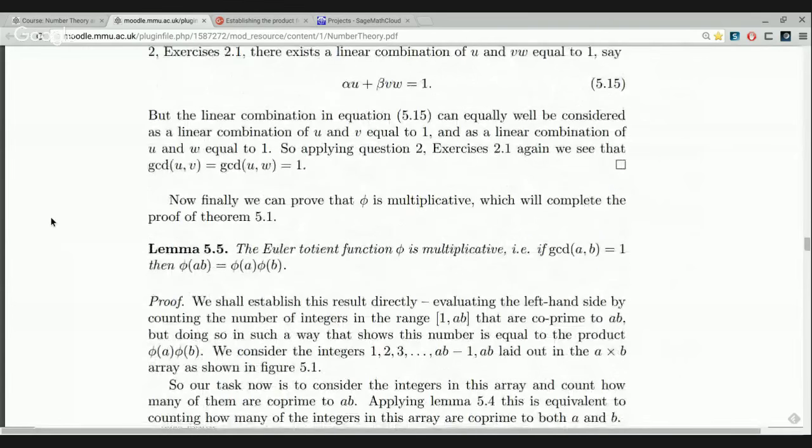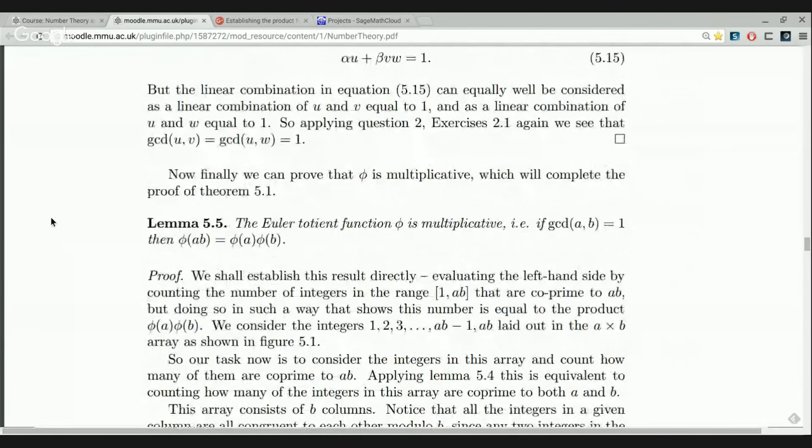So we're going to prove that phi is multiplicative. We're going to do it directly. So to prove it's multiplicative, we have to establish this formula: phi of A times B is equal to phi of A times phi of B, and we're assuming that A and B are co-prime. We're going to do it directly.